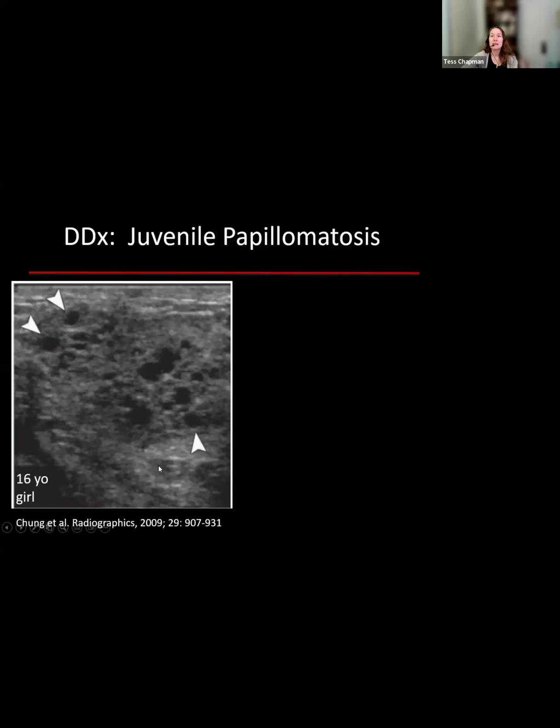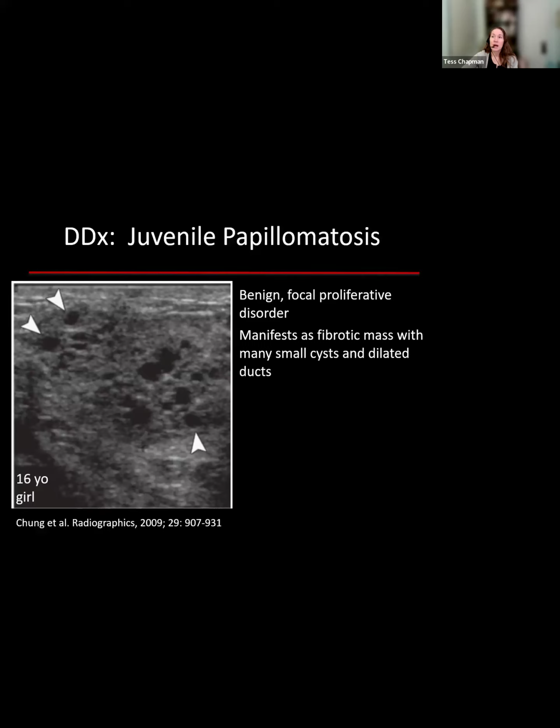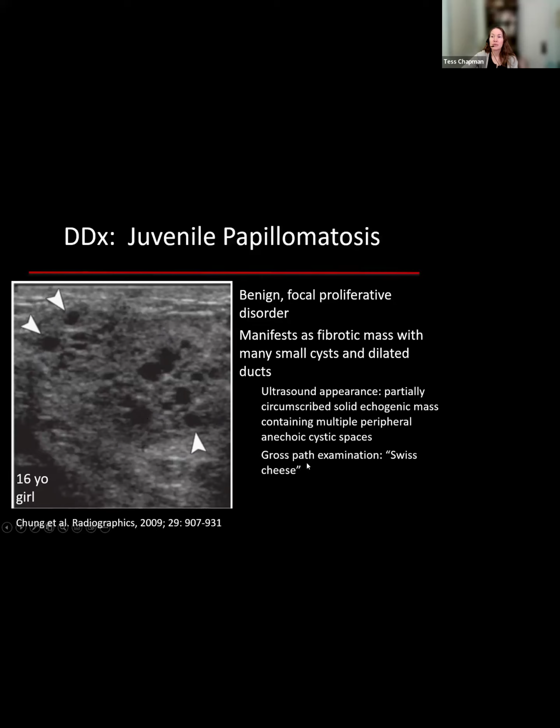Now, in the differential, I'd mentioned juvenile papillomatosis. I don't have any good examples of this other than an adult in her 20s. So this is taken from the literature from an old article, but juvenile papillomatosis is interesting. It's benign. It's a focal proliferative disorder. It manifests as a fibrotic mass with many small cysts and dilated ducts. It's called a Swiss cheese appearance on gross pathologic examination.